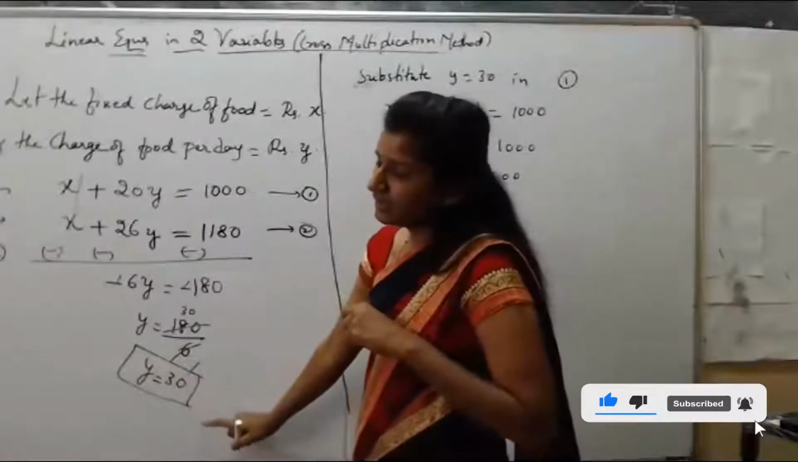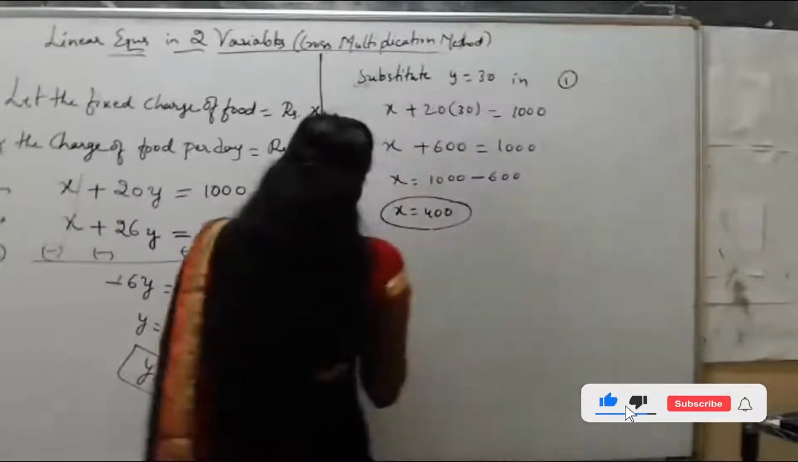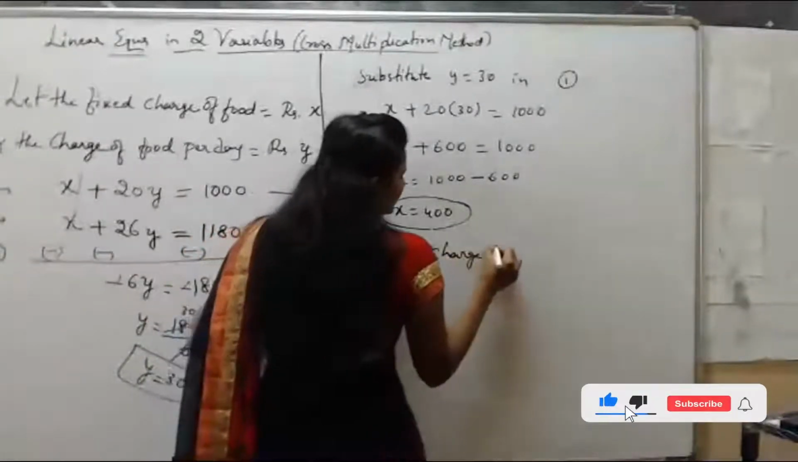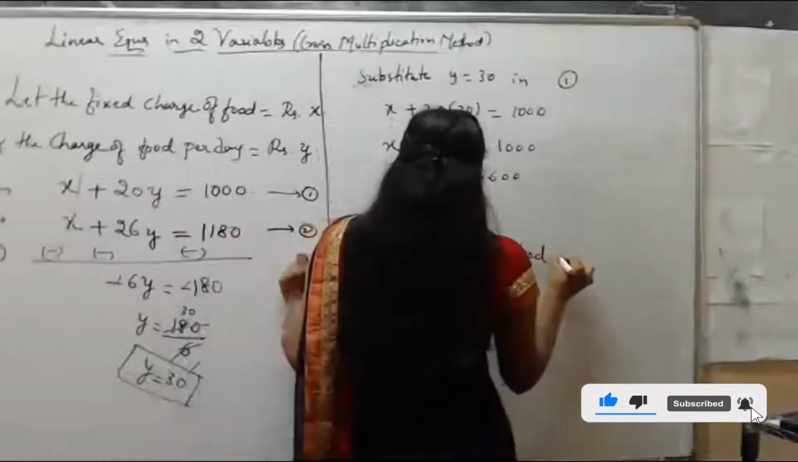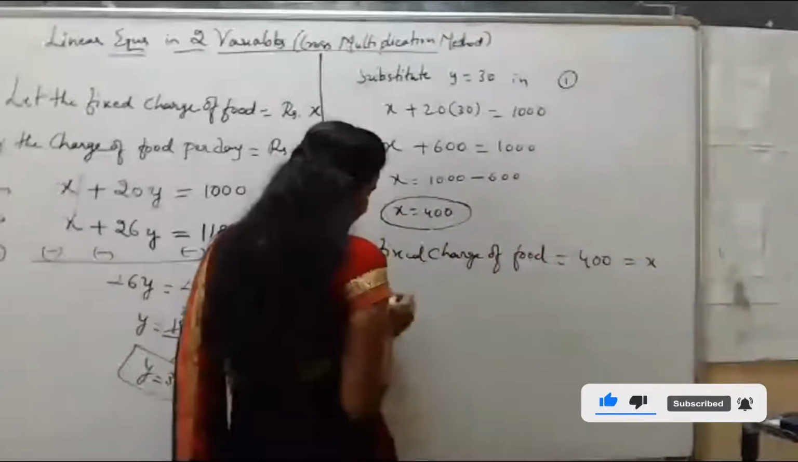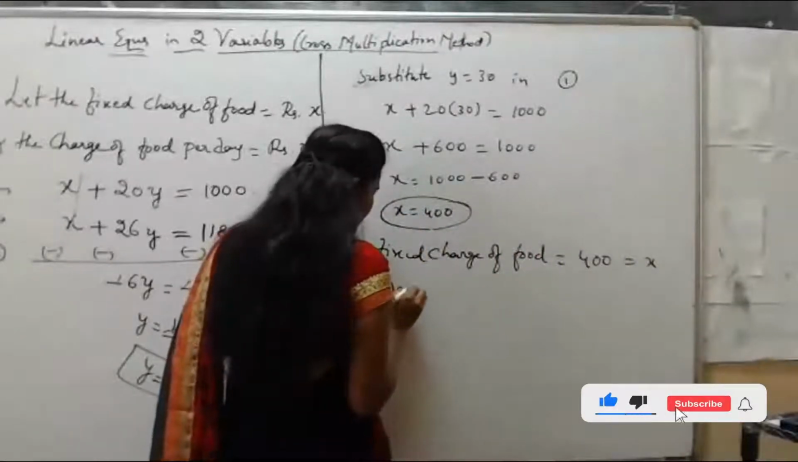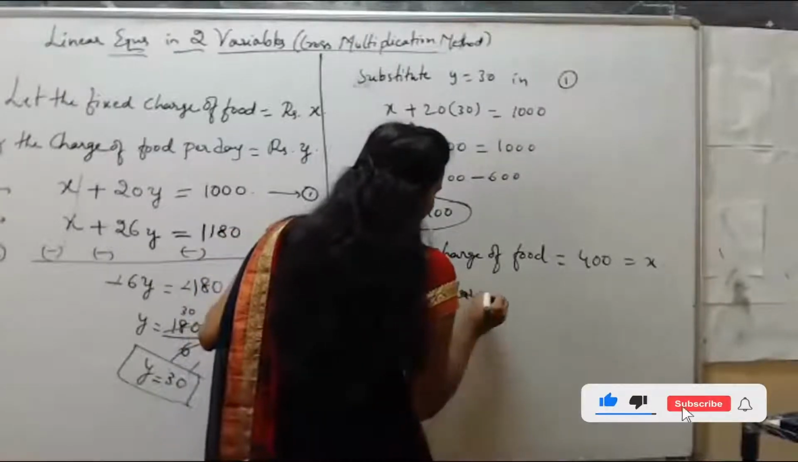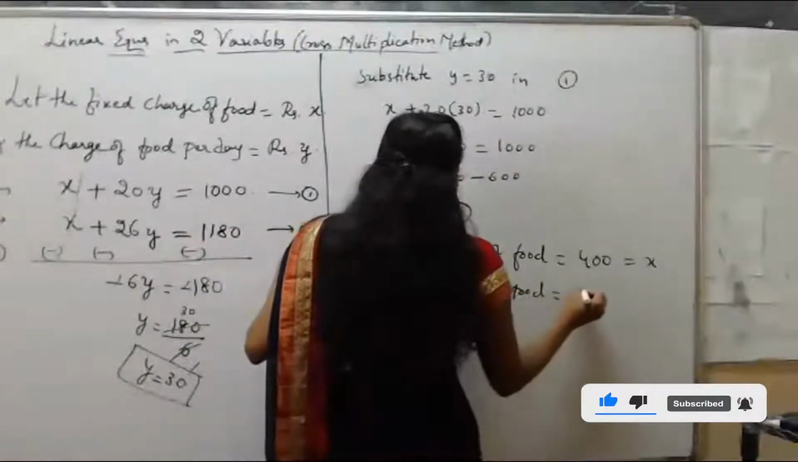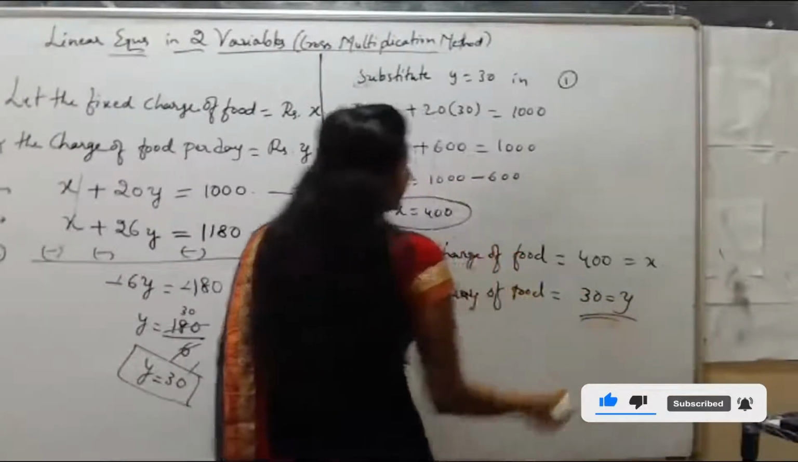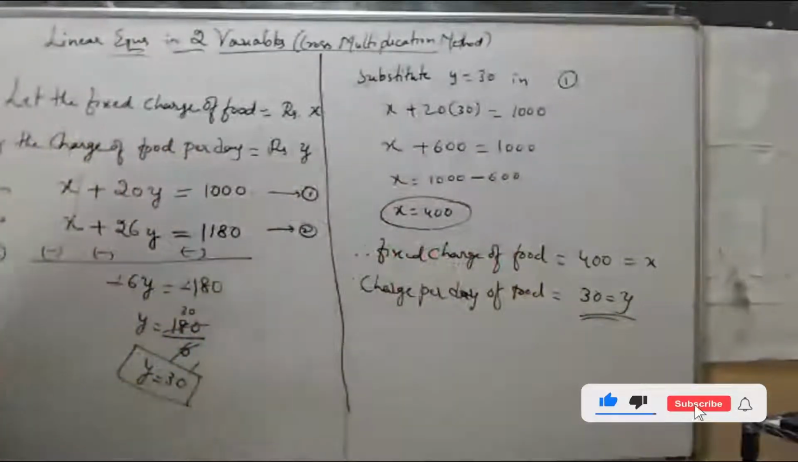They have to pay 30 rupees for food. Okay. Therefore fixed charge of food is equal to how much? 400 rupees. That is equal to x and charge per day of food. Per day food is equal to 30 rupees. Got this? Okay. Next.